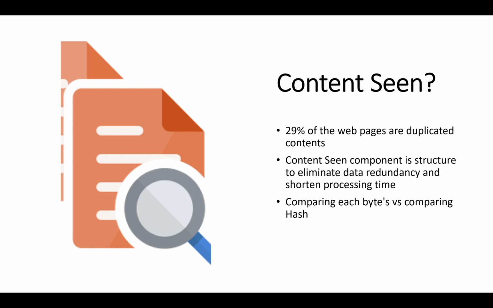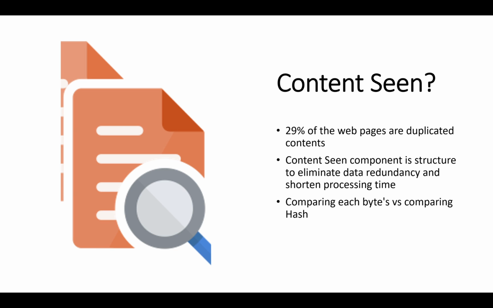And then we need to worry about the content seen. Basically, we don't want to process the same information again and again, right? As per some statistics, 29% of web pages have duplicate content. So content seen eliminates the redundancy and reduces the processing time because you've already identified that content.